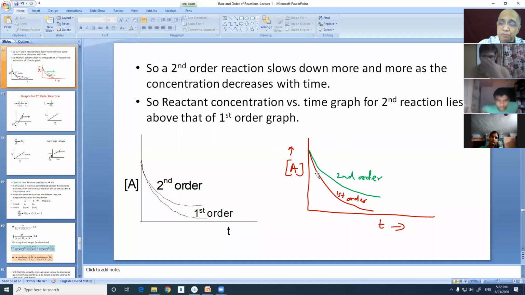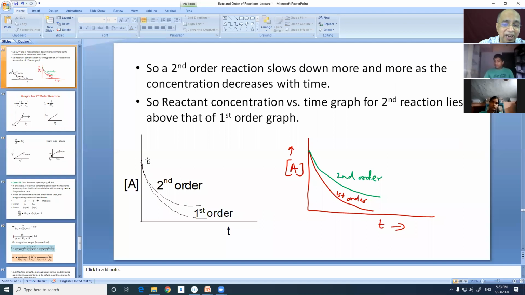Each has a particular slope at a particular point, and the slope will give you the rate of reaction, dA by dt, no doubt. But look to the graph. The second order graph, concentration versus time graph, will remain above the first order. This one I had a bad drawing, so I thought of doing my own freehand drawing with my pen tab.